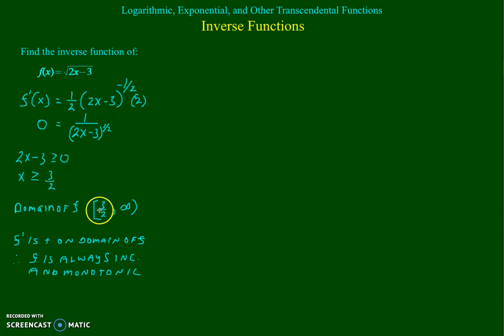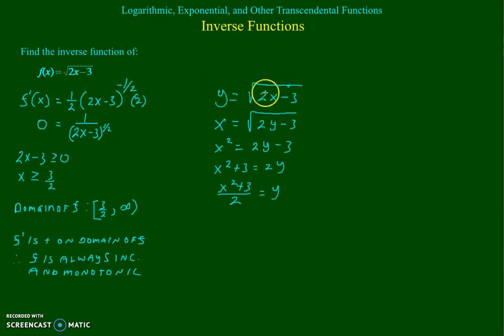So since the domain of f is 3/2 to infinity, and this function is 0 at 3/2, and this function is always increasing because it has no other critical numbers. The only critical number is at 3/2. So this function is always increasing on its entire domain, which of course means that the function is monotonic, and therefore it has an inverse function. To find the inverse, you swap your x's and y's, solve for y, and this is the inverse of this.